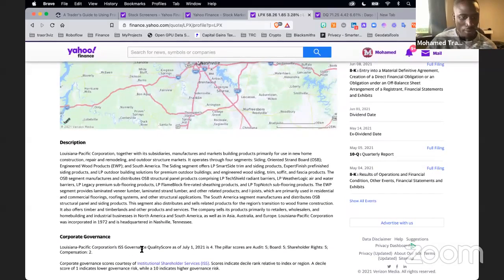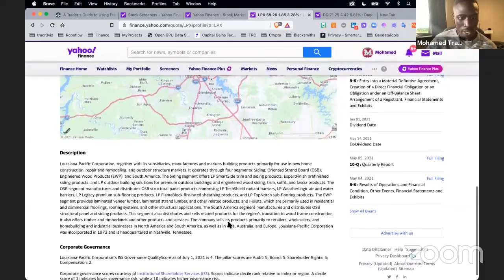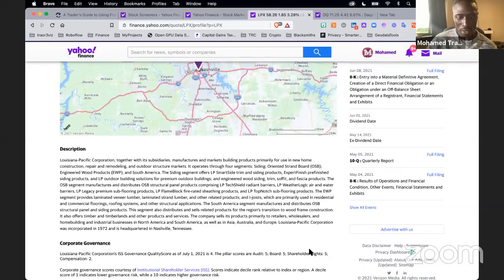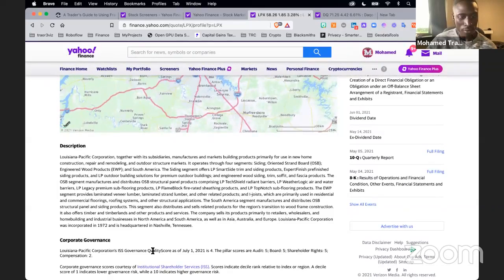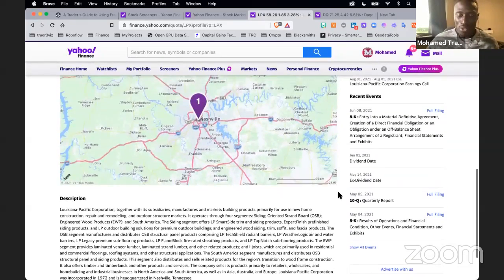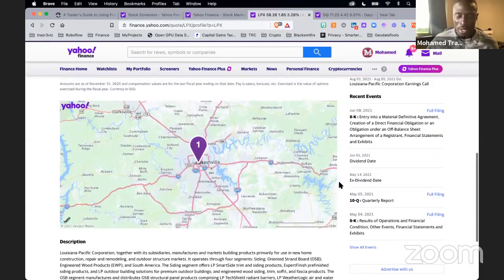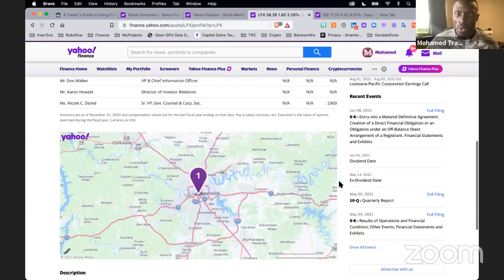Description of the company, corporate governance scores, 4, okay. So it says right here, rank relative to index for region, a score of 1 is lower governance risk, 10 is higher. So it looks like it's right about in the middle. Compensation is at a 2 though. So compensation is not really digging into their corporate structure. So that gives you a little bit more ease.